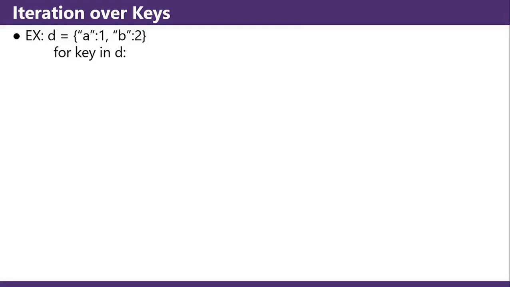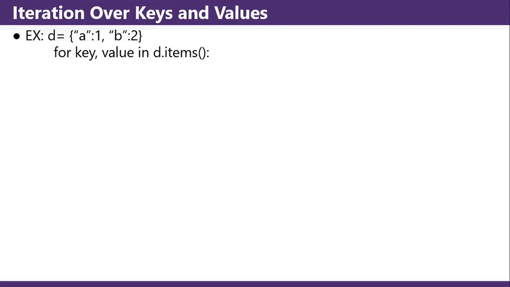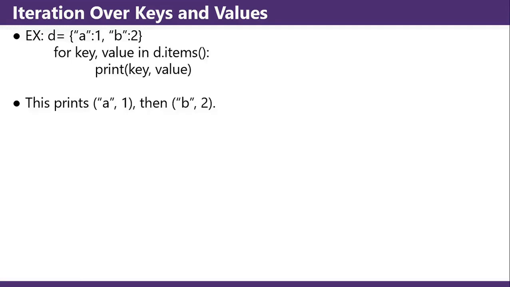Iteration over keys. Same d we've been working with. For key in d, print key. This prints a and then b. Iteration over keys and values. The same d, for key, value in d.items(), print key, value. This prints a tuple, a, 1, then b, 2.